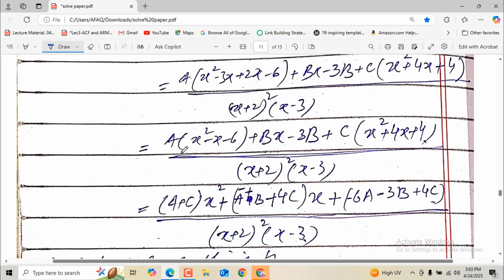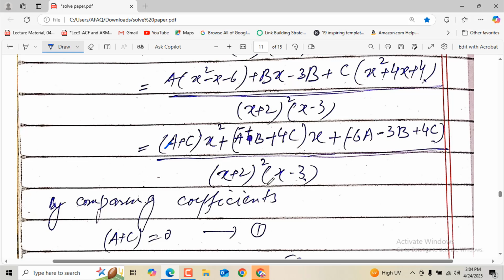I have taken common out: Ax^2 + Cx^2, so (A + C) is the coefficient of x^2. Here again, minus A plus B and 4C, so this minus is basically attached with this: (-A + B + 4C) into x, plus (-6A - 3B + 4C), over (x + 2)^2 (x - 3).